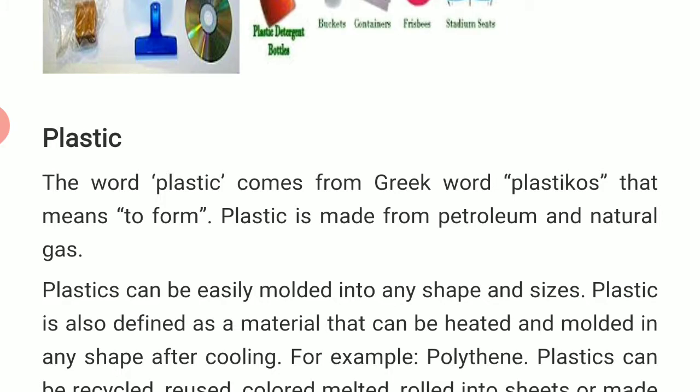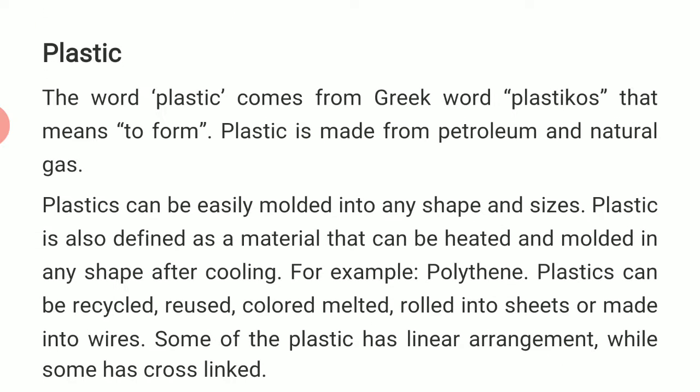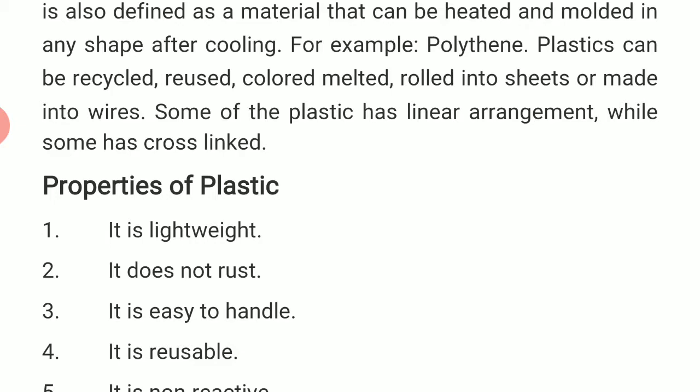What is plastic? The word plastic comes from the Greek word plastikos, that means to form. Plastic is made from petroleum and natural gas. Plastics can be easily molded into shapes and sizes. Plastic is also defined as a material that can be heated and molded in any shape after cooling. For example, polythene. Plastics can be recycled, reused, colored, melted, rolled into sheets, or even made into wires. Some of the plastics have linear arrangement while some have cross-linked.